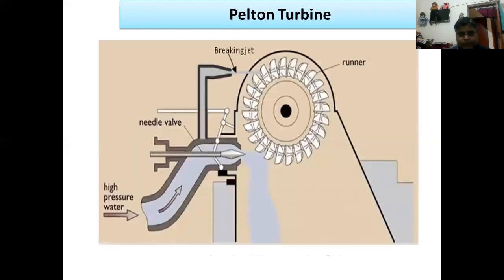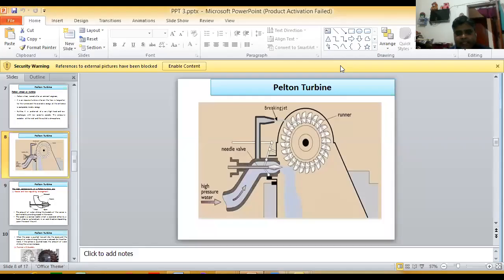Now, how does a Pelton turbine work? This diagram shows high pressure water goes to the upper level and rotates the runner through a breaking jet. A jet will be provided, a needle will be provided, and it strikes the runner.